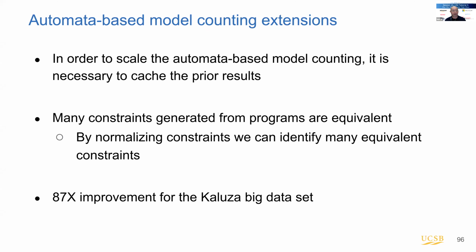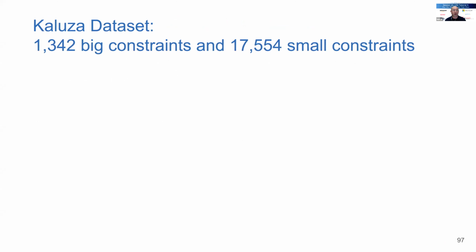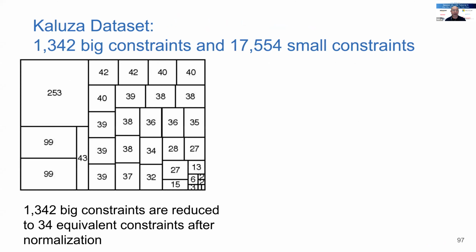So I'll show you some. If you have worked on string constraint solving, there's the Kaluza benchmark, and we got 87 times improvement for that data set using caching. And I'll just show you how good the caching is. If you know this data set, it's a string constraint data set generated by symbolic execution. It has 1,300 constraints that are big constraints.